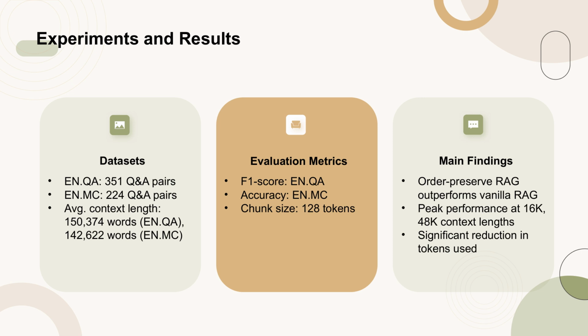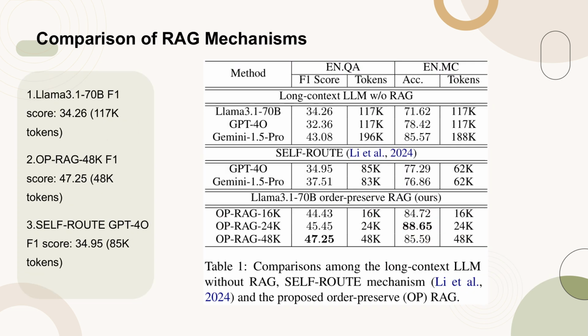Key findings include that the proposed order-preserved RAG significantly outperforms the vanilla RAG, especially when the number of retrieved chunks is large. The performance peaks at specific context lengths, such as 16K and 48K, and there is a significant reduction in the number of tokens used compared to traditional methods. Table 1 presents a comparison of the performance between long-context LLMs without RAG, the self-route mechanism, and the proposed order-preserved RAG, OP-RAG. Key findings include the Llama 3.1-70b model achieving a 34.26 F1 score with 117K tokens, the OP-RAG 48K model achieving a 47.25 F1 score with 48K tokens, and the self-route GPT-4o model achieving a 34.95 F1 score with 85K tokens. These results highlight the efficiency and effectiveness of the OP-RAG in reducing token usage while improving answer quality.